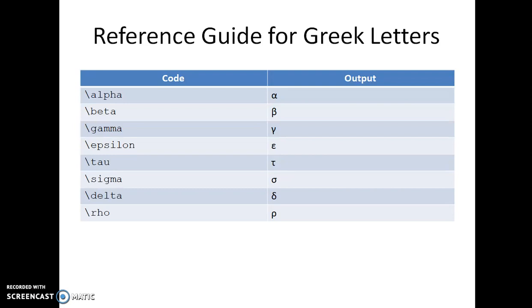So there are some reference guides for writing Greek letters. Greek letters often appear in equations, like alpha, beta, gamma and so on. If you want the output that is on the right hand side, how do we code them? You just write them with a backslash followed by the Greek letter's name. For example, alpha is spelled as alpha. So if you want to have the output as alpha, you simply say backslash alpha. If you want the output as beta, you say backslash beta, gamma, epsilon and so on. This is the reference guide for Greek letters.